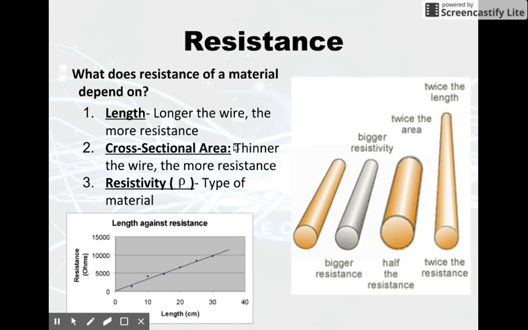Thinner wires provide more resistance because you're forcing charges to go through a smaller area, so it slows them down a little bit more. So thicker wire has less resistance, thinner wire has more resistance. And then the resistivity, which is just a measure of the type of material. Certain materials provide more resistance than others. Most metals provide pretty low resistivity, but some metals provide higher. So just the type of metal. So the length, the area, and the type of material that you're using all determine the resistance.